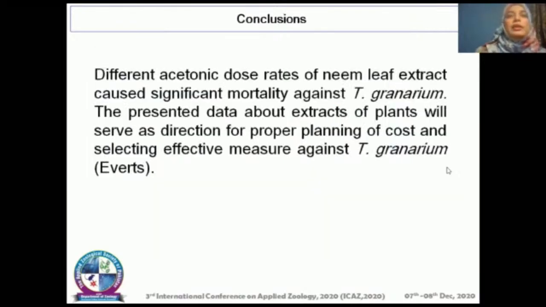According to the conclusions, different acetonic dose rates of neem leaf extract caused significant mortality against Trogoderma granarium, and the presented data about the extract of plants will serve as a direction for proper planning of cost-effective and selective measures against the khapra beetle Trogoderma granarium.